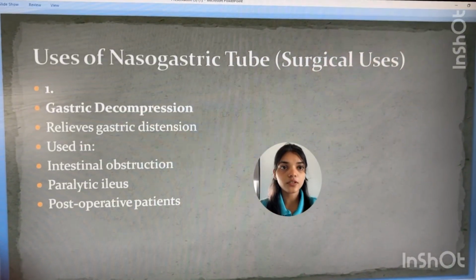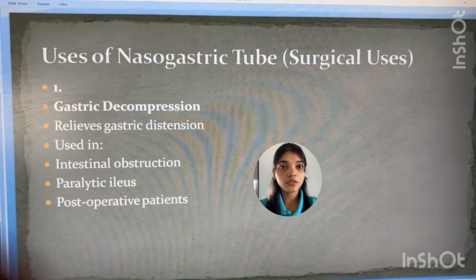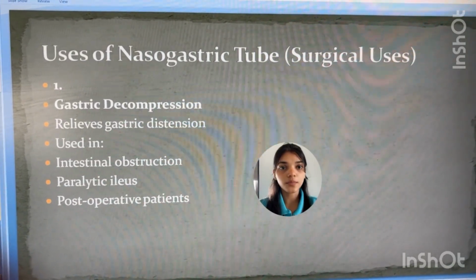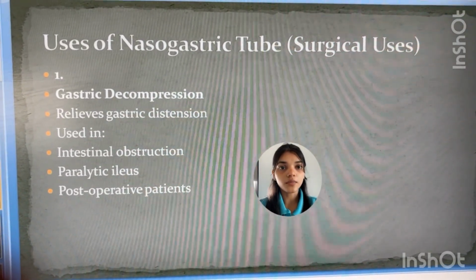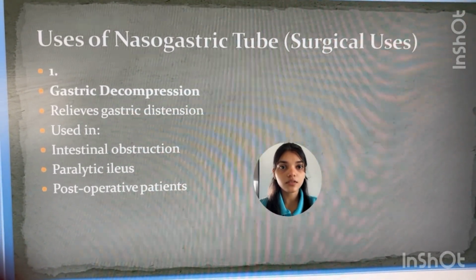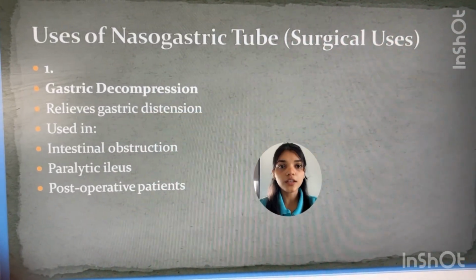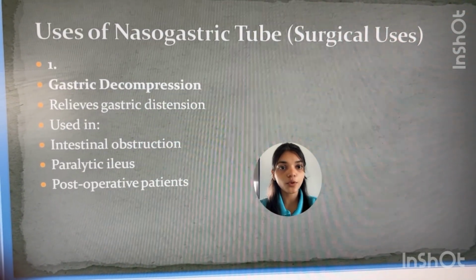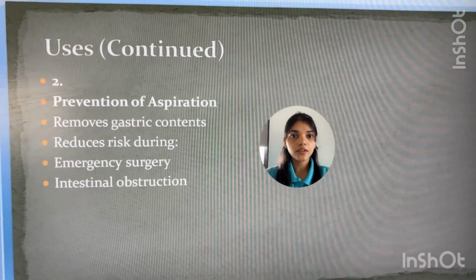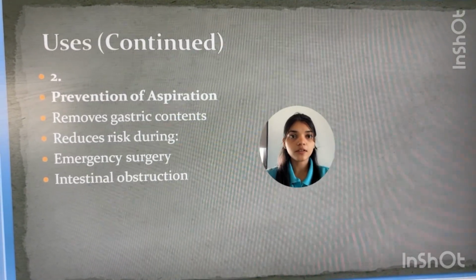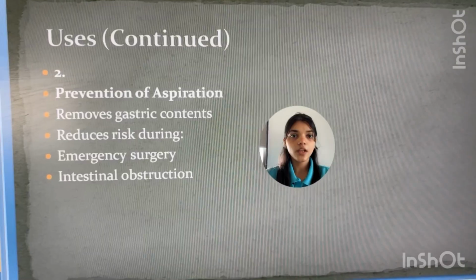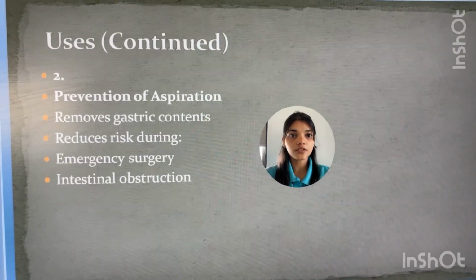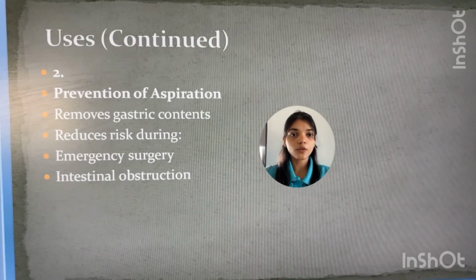Uses of nasogastric tube in surgery. First is gastric decompression. It relieves gastric distension, used in intestinal obstruction, paralytic ileus, post-operative patients. Second one is prevention of aspiration: removes gastric contents, reduces risk during emergency surgery, intestinal obstruction.